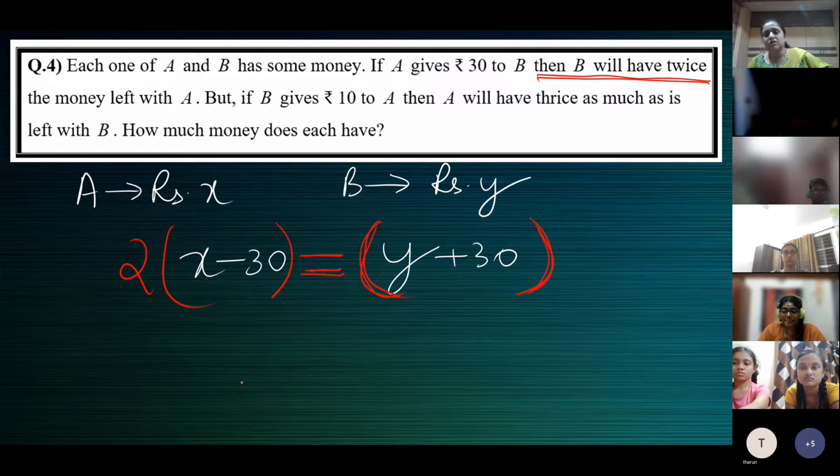Just convert everything that's given in words to an equation using constants and variables.